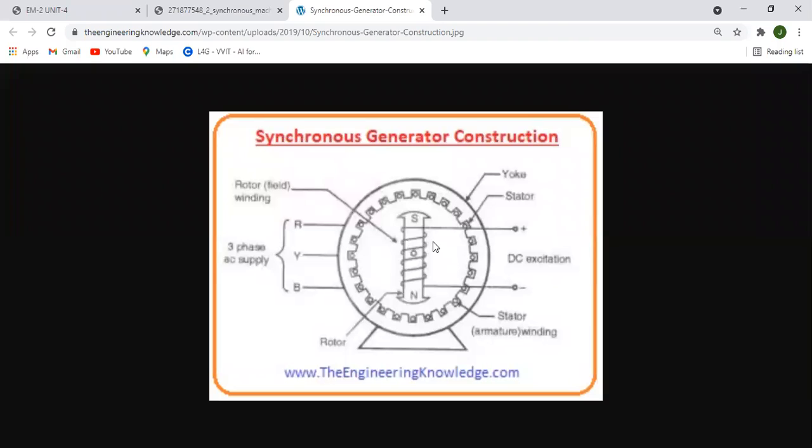In a clear view, we can see the rotor field winding. The three-phase AC supply from the generator is R, Y, B. This is the rotor with north and south poles. This is the yoke, which is the outer frame of the generator. The stator has the DC excitation and the armature winding.